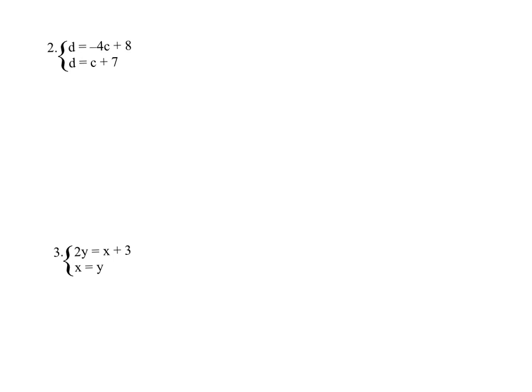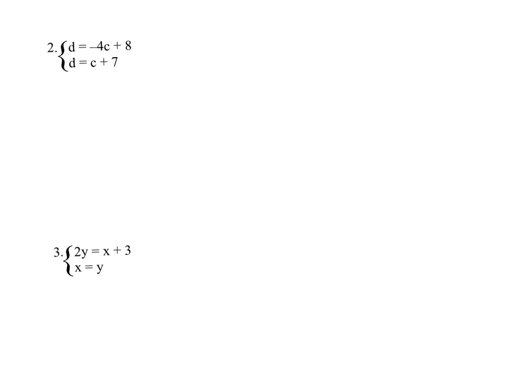Okay, number 2. First step, we want to get a variable alone. If you look at both of these, d is already by itself. So what you are going to do is simply replace, I can replace this d with negative 4c plus 8, or I can replace this d with c plus 7.